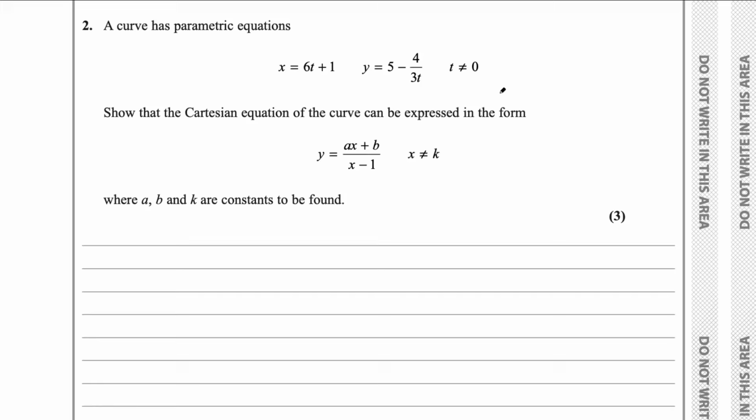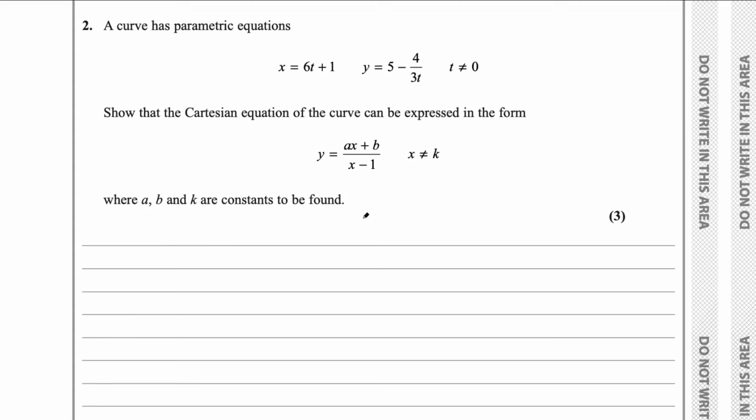Question 2 says a curve has parametric equations x equals 6t plus 1 and y equals 5 take 4 over 3t, where t is not equal to 0. Show that the Cartesian equation of the curve can be expressed in the form y equals ax plus b over x take 1, where x does not equal k, where a, b, and k are constants to be found.